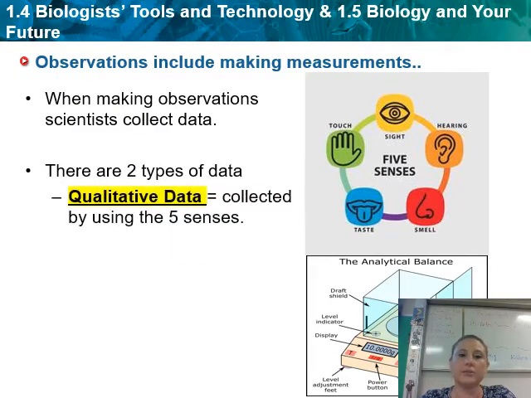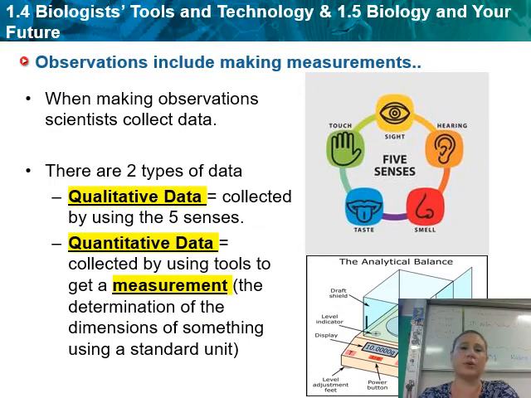All right, so when we talked about the scientific method in the last video, we talked about how scientists always make observations. And observations aren't just writing details down about things, but also includes taking measurements. So when making observations, scientists collect data, and we have two major kinds of data. We have qualitative data and quantitative data.